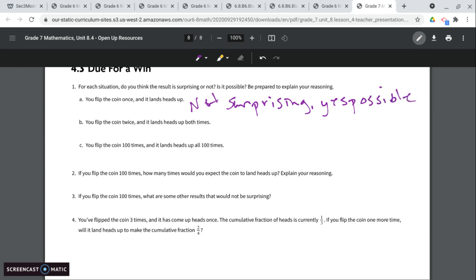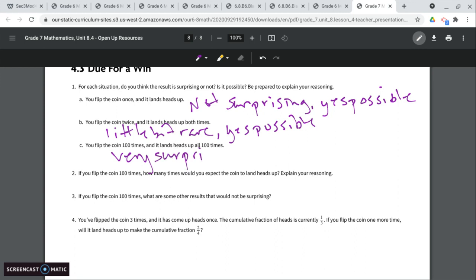You flip the coin twice and it lands heads up both times. A little bit rare, but yes, possible. You flip a coin 100 times and it lands heads up all 100 times. Very surprising, because the chances of that are very slim. Yes, very surprising, but yes, possible.